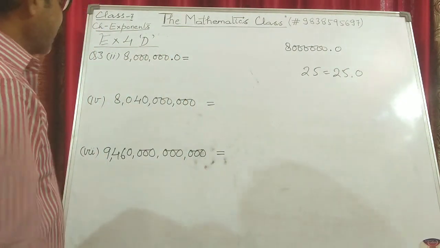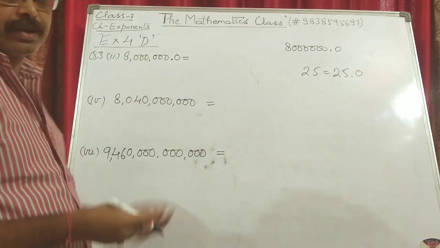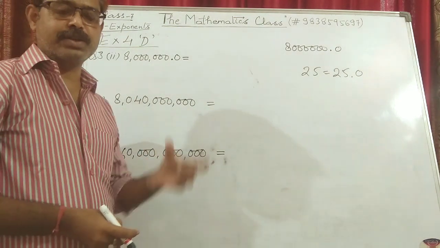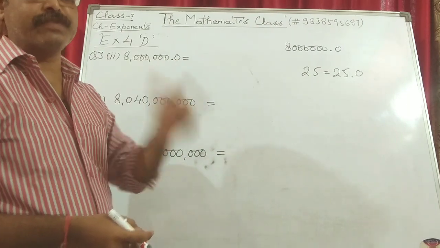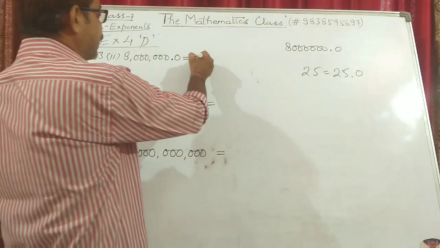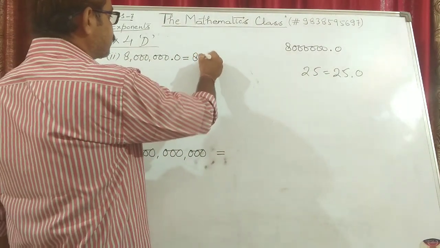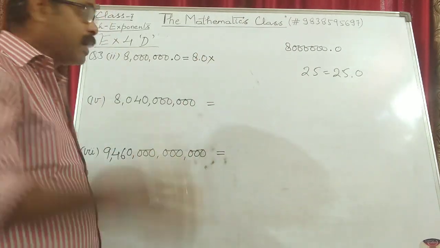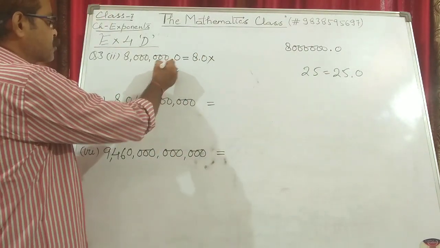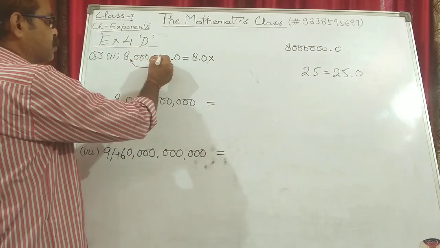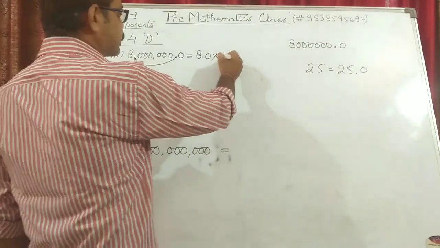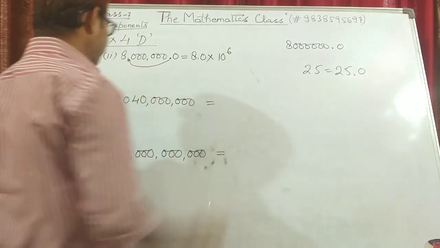Now this has to be written in the form of scientific notation, and in scientific notation we know that the first factor is always between 1 and 9. So this has to be written as 8.0 into how many powers of 10? This decimal has to move to this place. So 1, 2, 3, 4, 5, 6. It means 10 to the power 6.